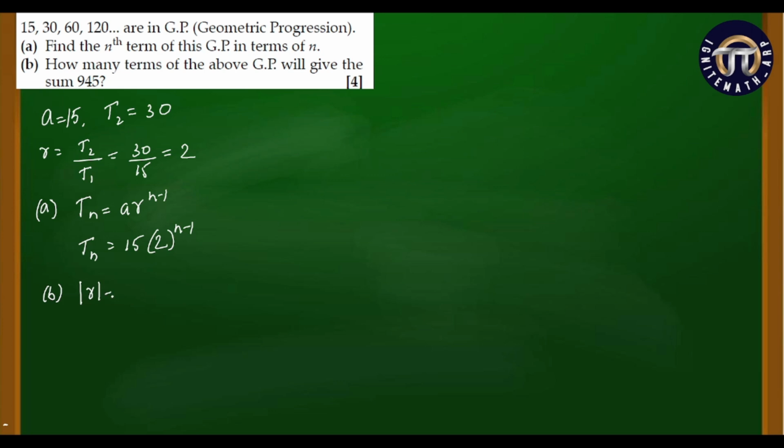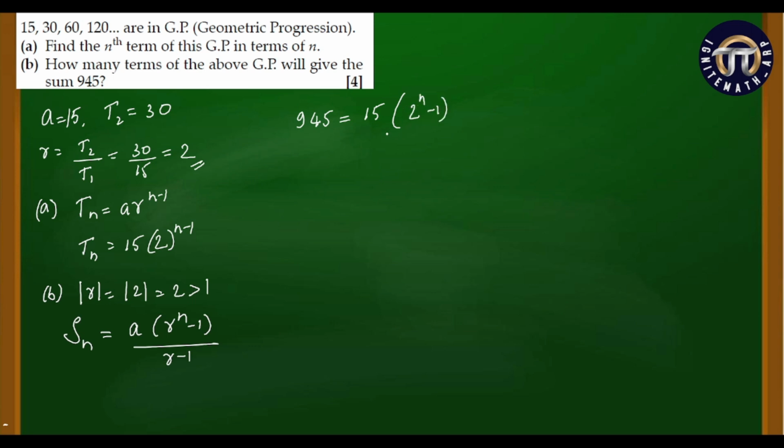So over here, sum is given to you. Before that, modulus of R is equal to modulus of 2 is equal to 2, which is greater than 1. So now I'm supposed to use the formula Sn is equal to A into R to the power of n minus 1 by R minus 1. So Sn is equal to 945 is equal to A. A is 15. R to the power of n. How many terms we are supposed to find out, n over here? But I am aware of what is A, I mean what is R. So 2 to the power of n minus 1 divided by 2 minus 1.